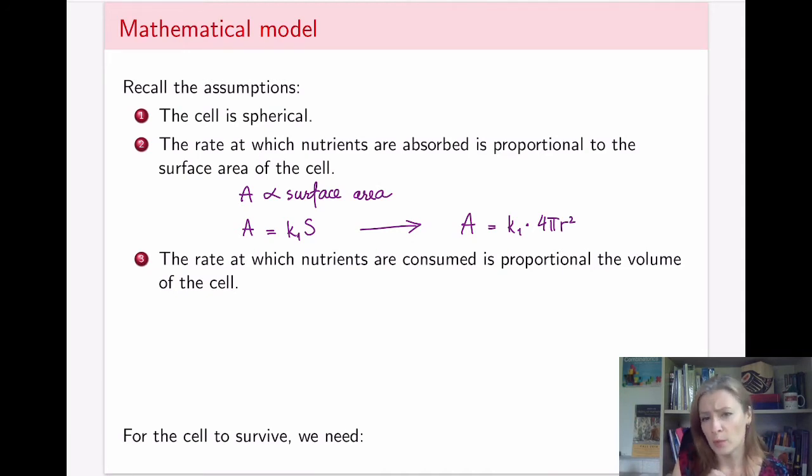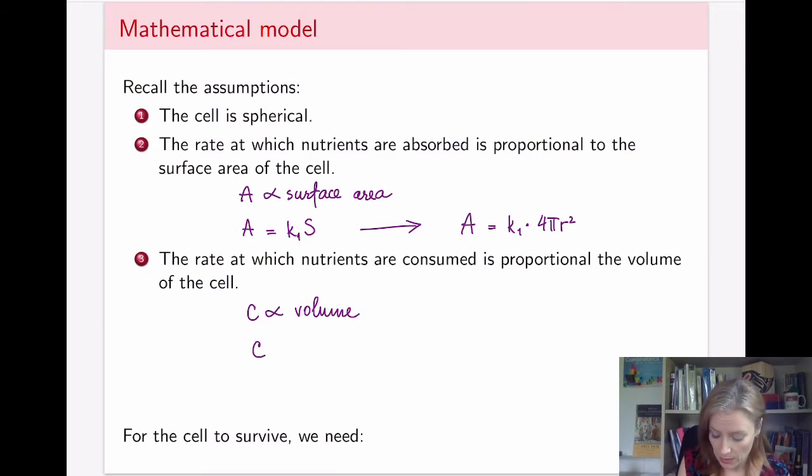In fact, you might want to take a minute and try the volume part for yourself because it is completely analogous to the surface area argument that we've just made. The rate at which the nutrients are consumed, so the consumption rate that we denoted by C, is proportional to the volume of the cell. Okay, so let me just write down volume that we denoted by V.